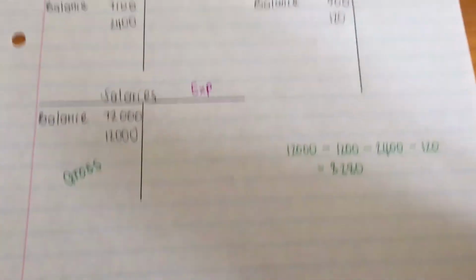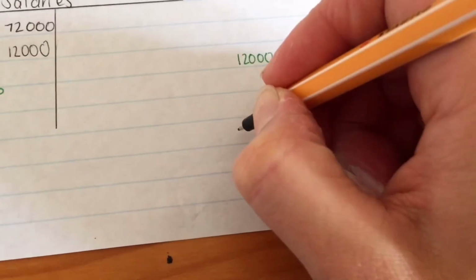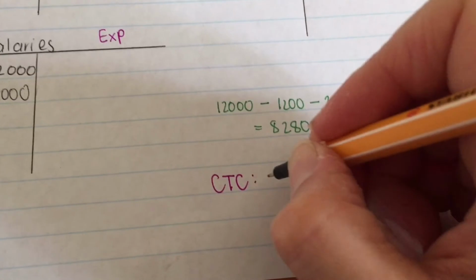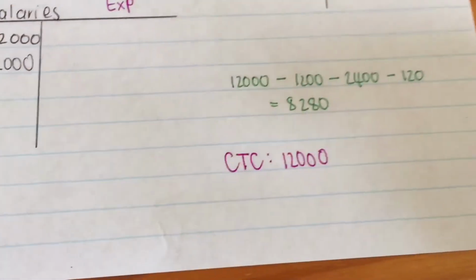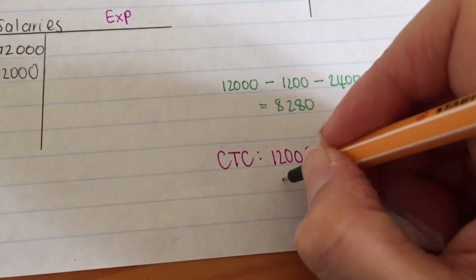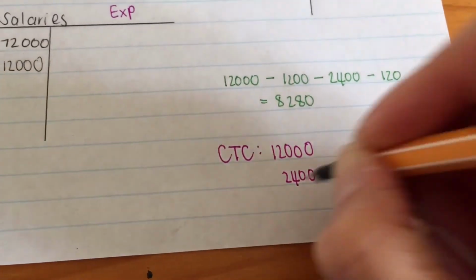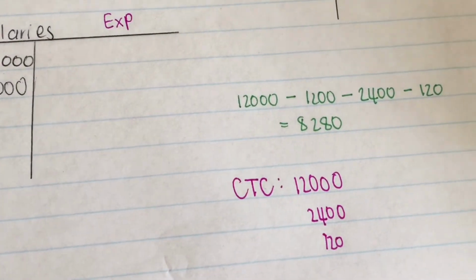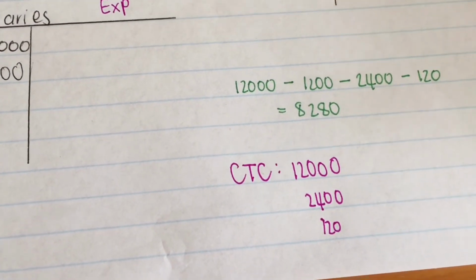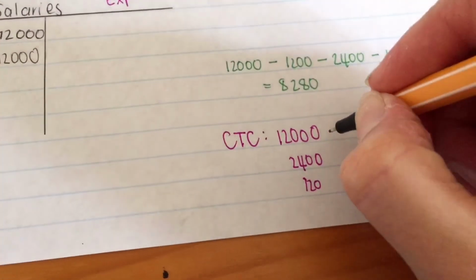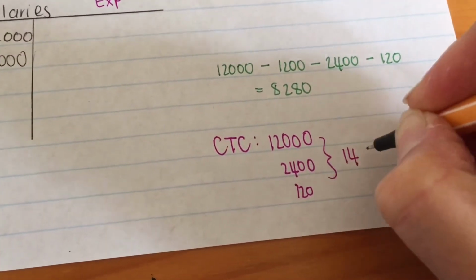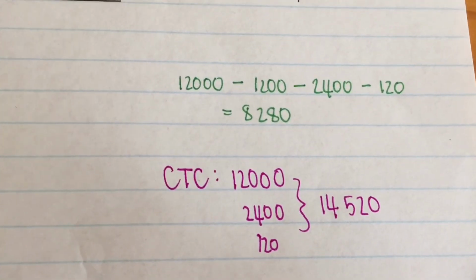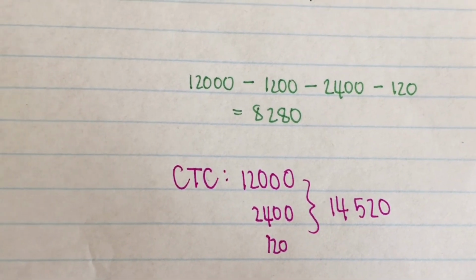And then a new term that's just nice to familiarize yourself with is cost to company. How much does this employee cost me? Well, I'm paying him his gross salary of 12,000 rand. I'm also contributing to the pension fund and I am contributing to UIF. 12,000 plus 2,400 plus 120 gives me a total of 14,520 rand. That's the total expense that my employee is to the business.